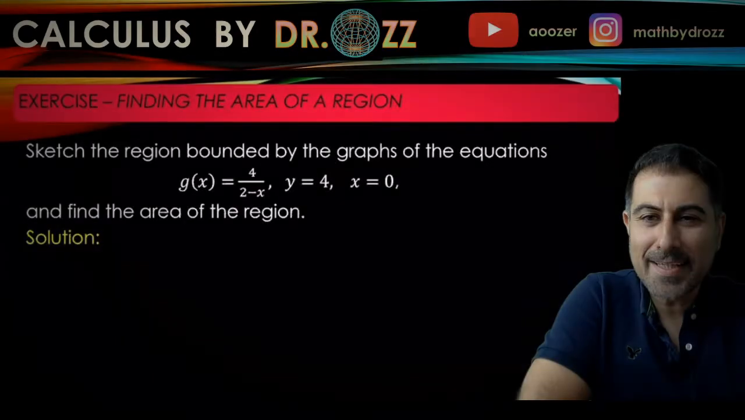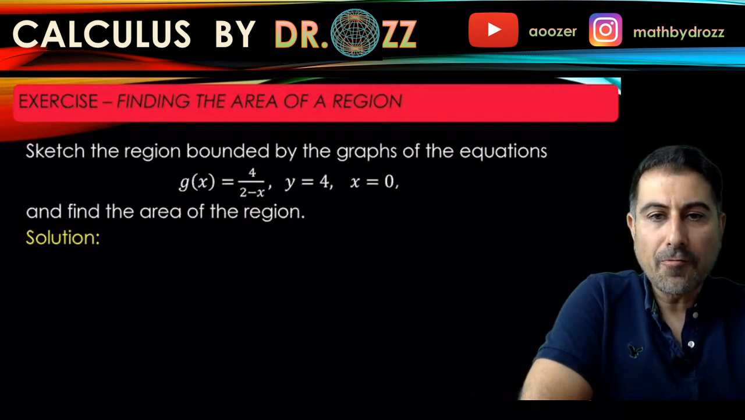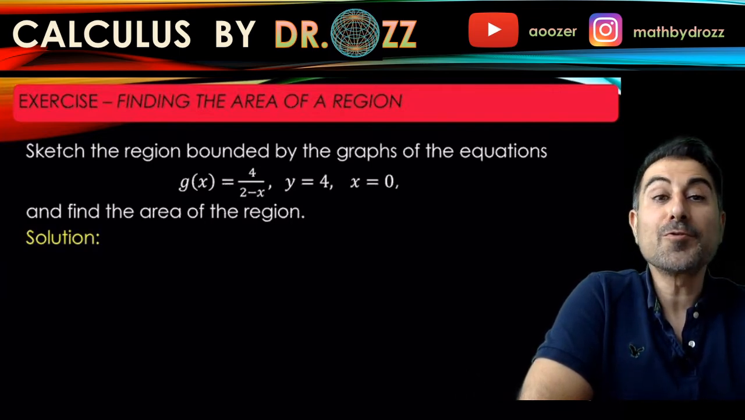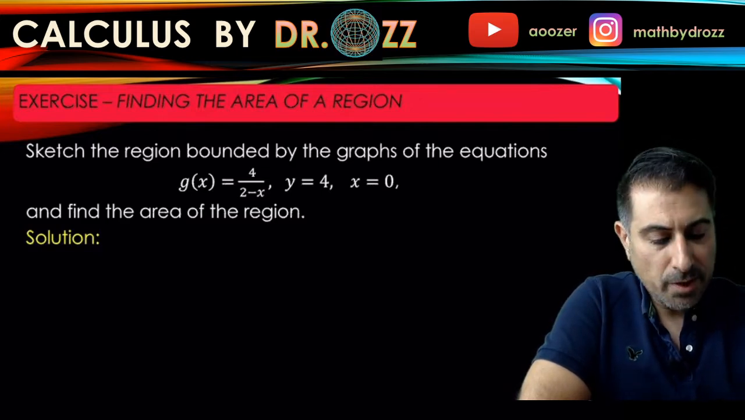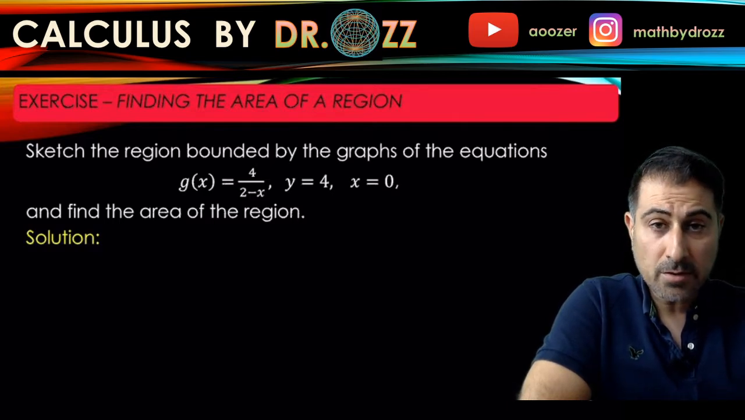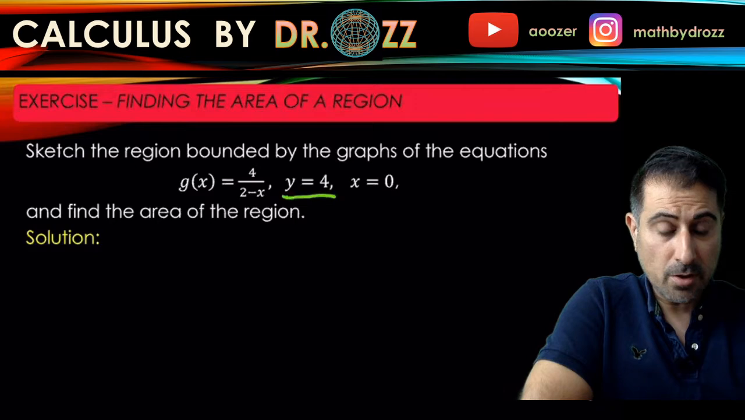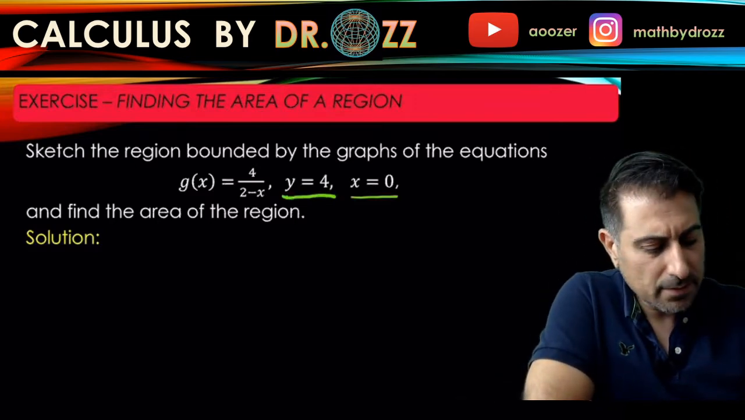All right, let's think about this problem. First of all, we have to sketch the region. We have three curves to work with. One of them is g of x equals 4 over 2 minus x. The second one is y equals 4. That's a horizontal line, right? And x equals 0 is the other name of the y-axis, right?